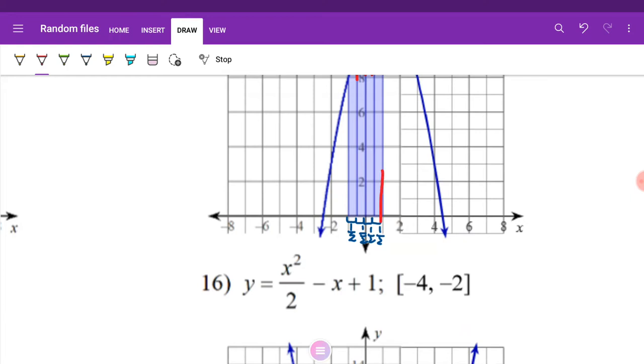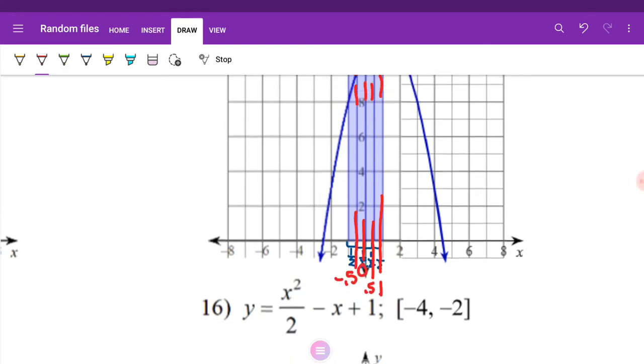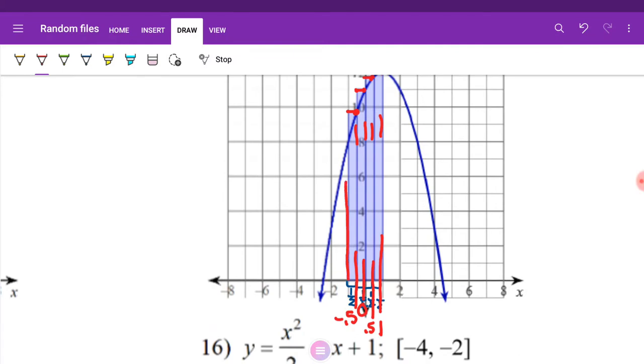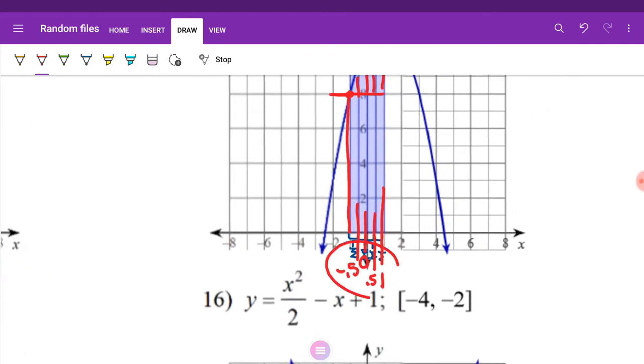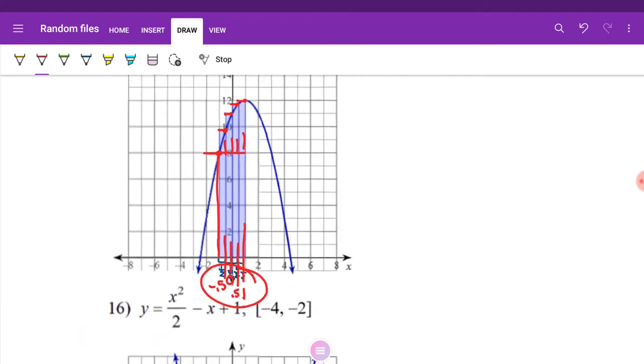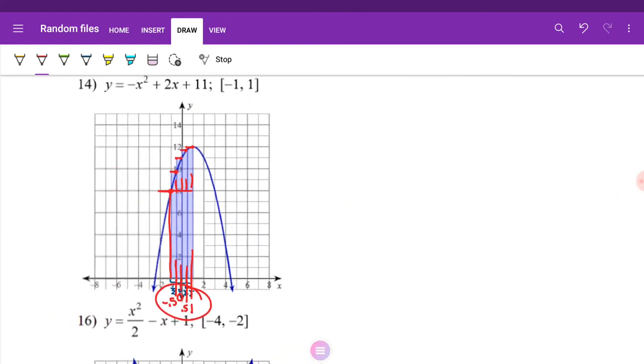So this x value is at 1, 0.5, 0, and negative 0.5. We don't need to use negative 1 because that height is not the height of a rectangle. So these are the values that we're going to plug into our calculator. Go ahead and zoom out now.